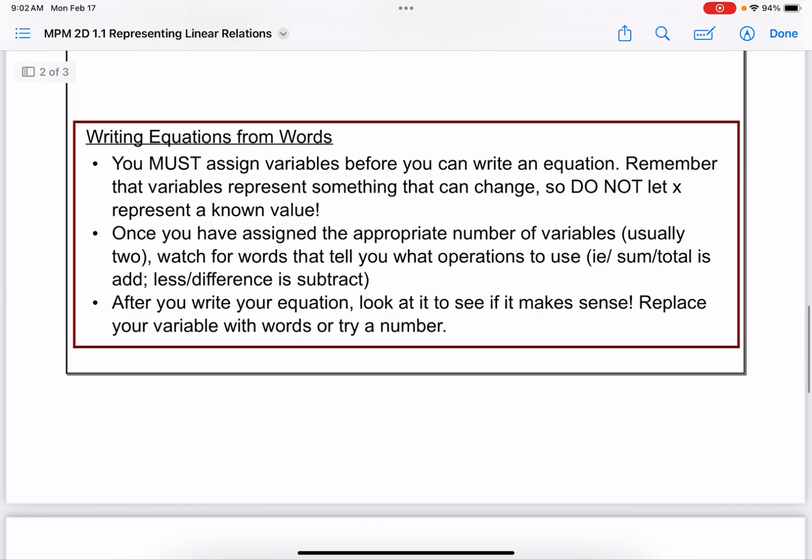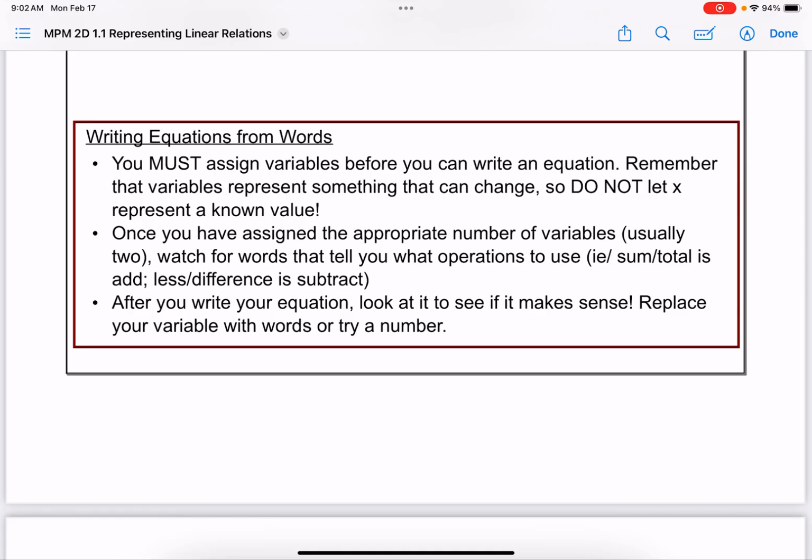Okay, so now the stuff you might not want to do. Writing equations from words. Remember, you're going to assign variables before you write an equation. Define those variables, tell me what they represent. Don't let x equal a number. Don't tell me x equals 4. You want x to equal like the number of kilometers driven or something. Once you've assigned the appropriate number of variables, we're usually going to have 2. You guys have to watch for words that tell you what operations to use. So total, add, difference, subtract, product, multiply.